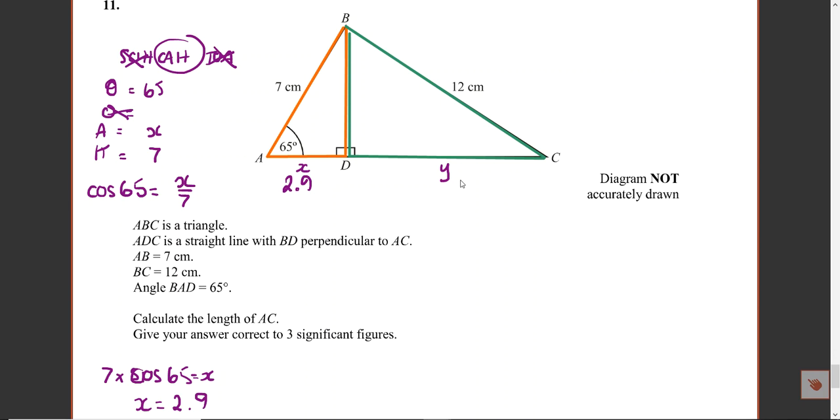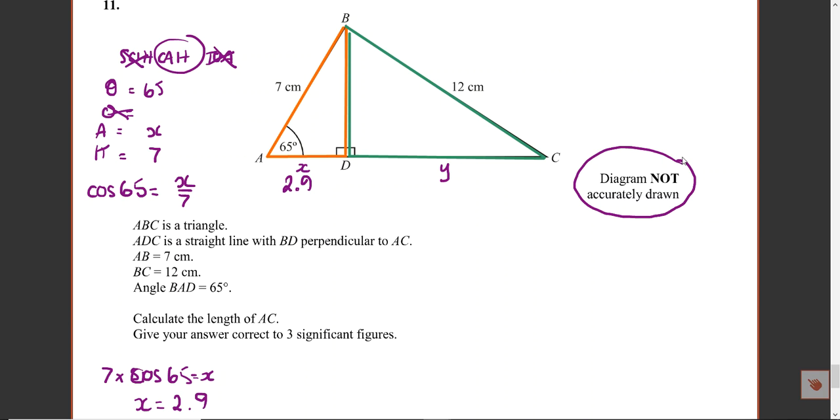Because there are no angles in the green shape, I know I can't use trigonometry. Now, one mistake that some people make is they look at the whole bigger triangle and assume that angle is a right angle. How do I know not to assume it's a right angle? Because the diagram says not accurately drawn. It looks like a right angle, but never assume that when it's labelled like that. Wait for it to actually tell you.